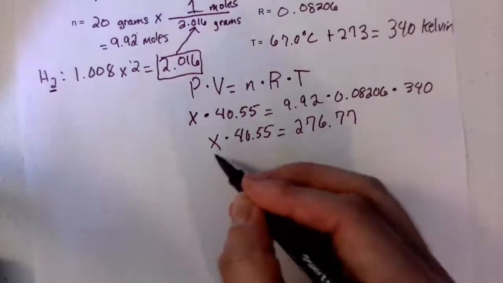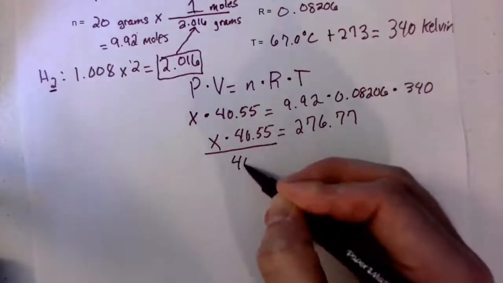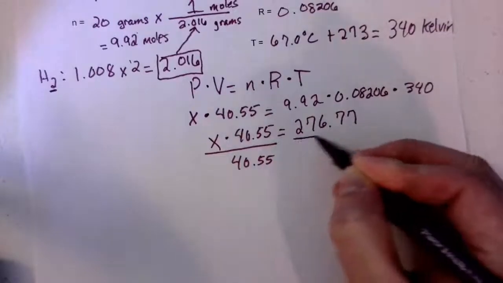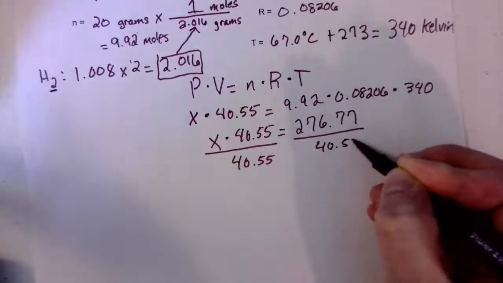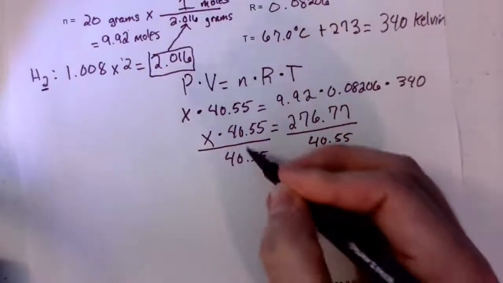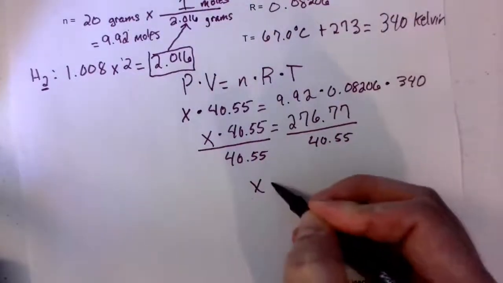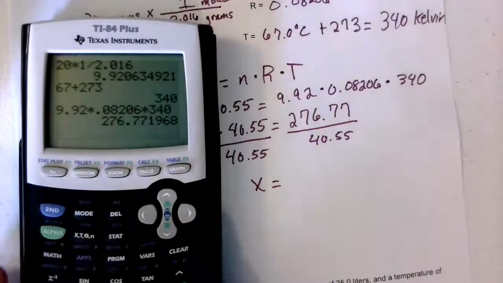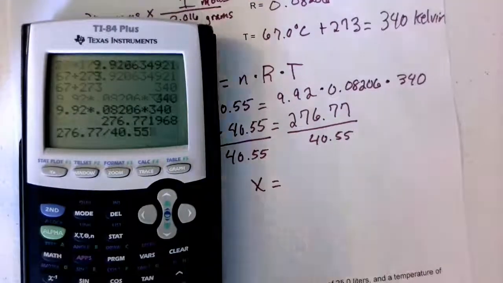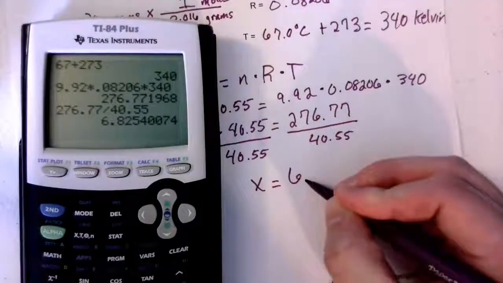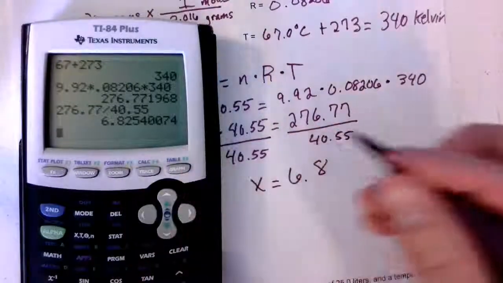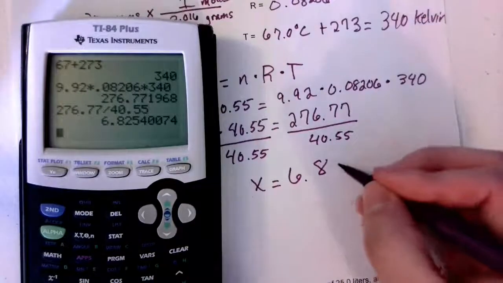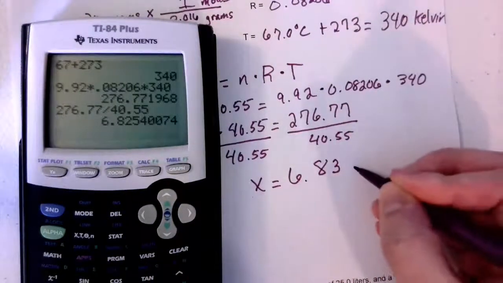Alright, so now to get this x by itself, it's multiplication here, so we're going to divide to get this x by itself. So I'm going to divide by 40.55, and I'm going to do that on both sides. So when I do this over here, I'm just left with x. And then on the other side, we're going to do the 276.77 divided by 40.55. Alright, and that gives me 6.83.